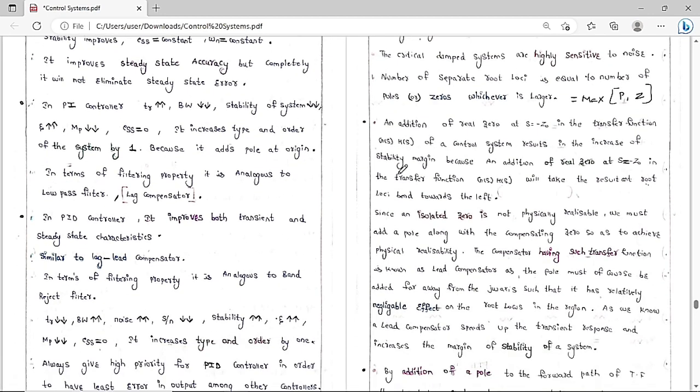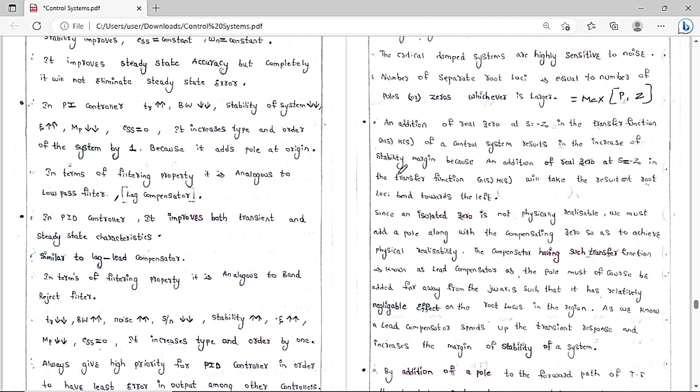Whenever you add any zero in the left half of the s plane to the open loop transfer function, the root locus is going to shift into the left half of the s plane, so the stability of the system will increase. Since an isolated zero is not physically realizable, we must add a pole along with the compensating zero to achieve physical realizability. A compensator having such a transfer function is known as a lead compensator, as the pole must of course be added far away from the imaginary axis such that it has a relatively negligible effect on the root locus in the region.